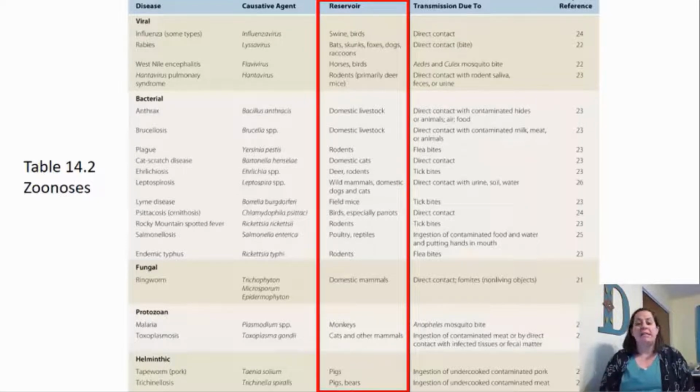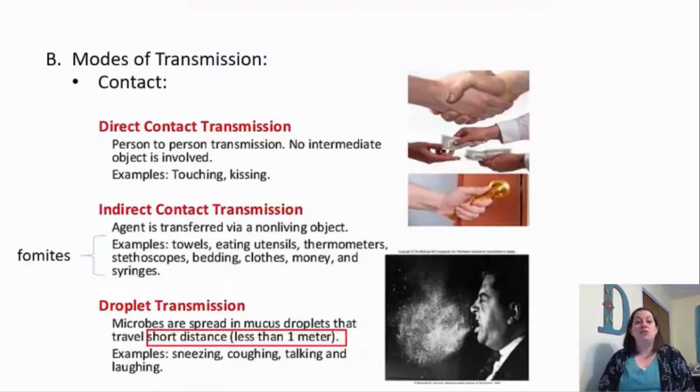Some of them are viruses, some of them are bacteria, some of them are fungal, some are protozoan, and some are even worms or helminths. All right, and so when we look here, you can see this reservoir. You'll also notice that each of these diseases is going to be talked about in different chapters. These go from chapter 21 to chapter 26, which we will look at in unit 3. All right, so some modes of transmission.